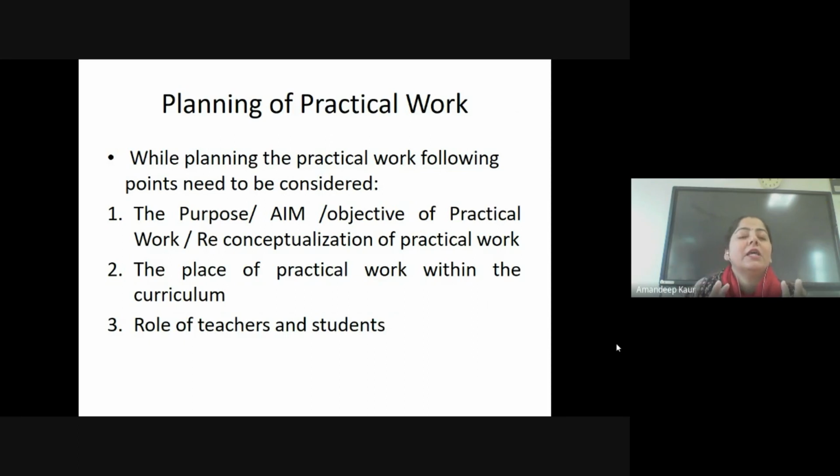After analyzing the curriculum of all the subjects, the teacher needs to find out when the practical activity can be organized, so that students have a chance to interact with material and resources of information in the presence of the faculty. The third important thing while planning for the different practical activities is the role of the teacher and the role of the student.